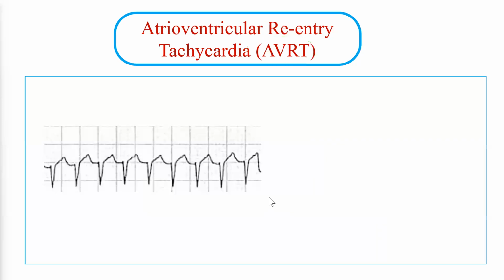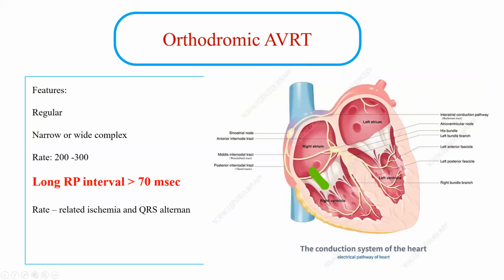Why? Let's go back to this image here. Again, the treatment for orthodromic AVRT is nodal blockage. You block the node, so you break the cycle, you break the circuit. But at any time you are giving a nodal blocking agent, you may induce atrial fibrillation. What happens in atrial fibrillation? There is a huge firing from the atria. The atria is firing a lot of electricity.